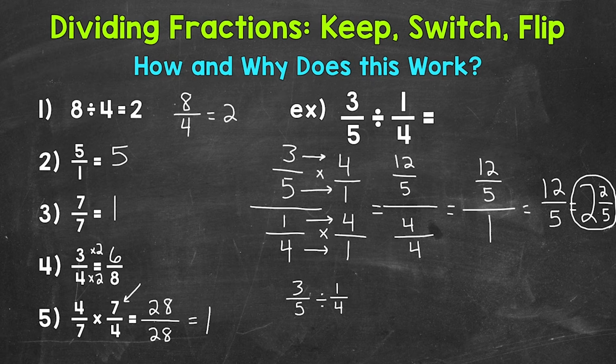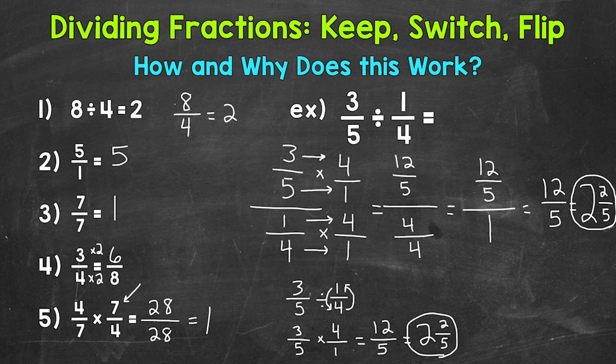So let's keep, switch, flip. So keep our first fraction, 3/5, switch to multiplication, and then flip our second fraction. We get 4/1. And then we multiply straight across. We get 12/5, the same answer we got when we used the long way. And we convert this to a mixed number, which is 2 and 2/5. So you can see, look up here, and you'll notice that we have 3/5 times 4/1. The same thing we have down here.